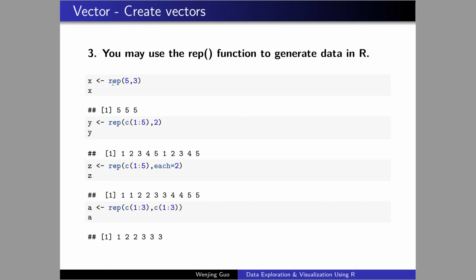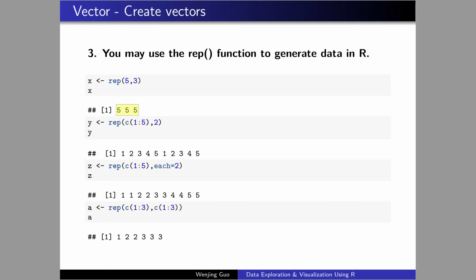For example, by using this R command, we repeat 5 3 times. And we can use the assignment operator to assign this vector to an R object x. If you type x in R, R will return 5, 5, 5.